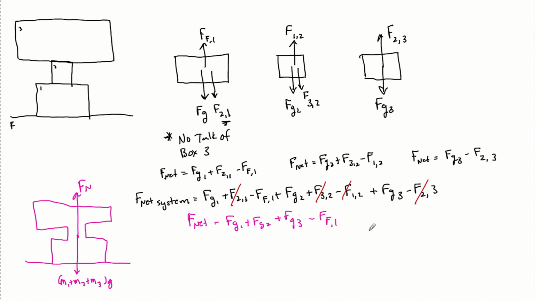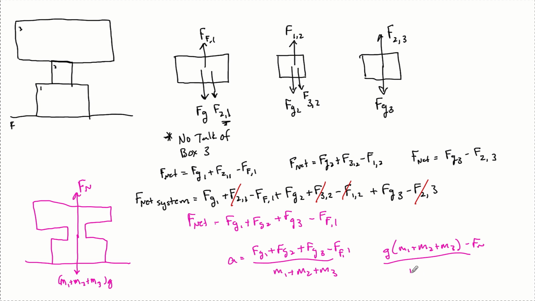Simple as that. Now you can just come in and apply A equals FG1 plus FG2 plus FG3 minus the normal force over M1 plus M2 plus M3. For all you math nerds out there, sometimes they write it as G times M1 plus M2 plus M3 minus the force of the normal, divided by M1 plus M2 plus M3. Don't cancel them out. That does not cancel. But sometimes they write that FG in its form of MG.